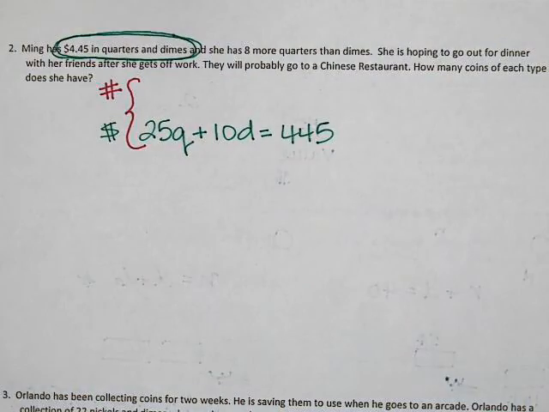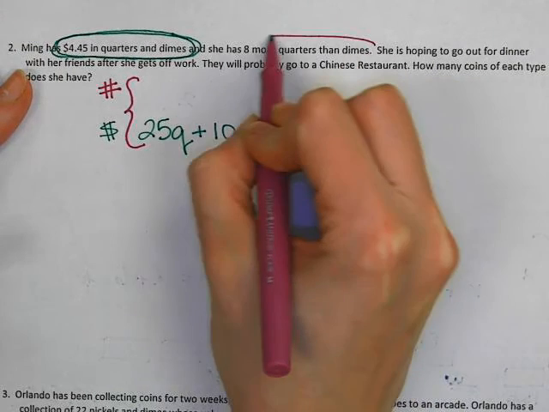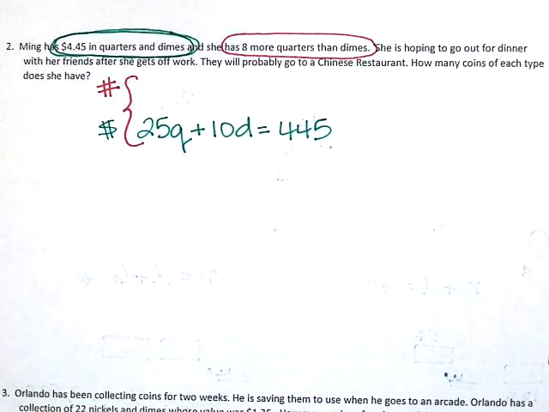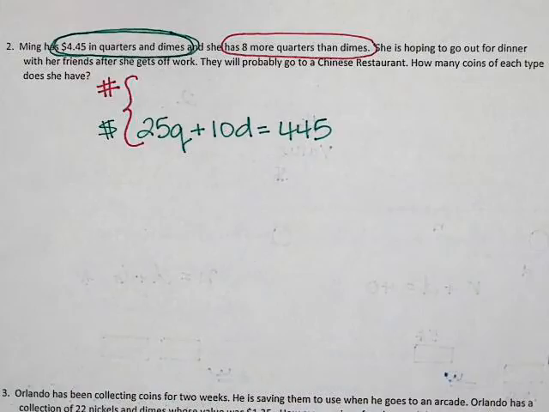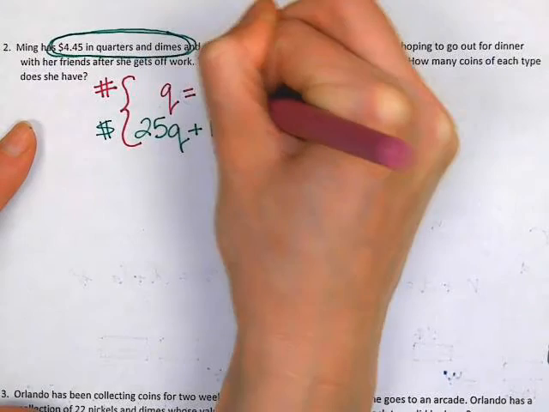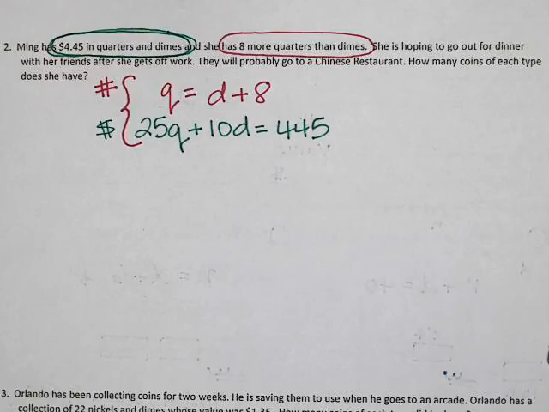Okay, now we need to write an equation about the number of coins, and this one's different. How do we write this? She has 8 more quarters than dimes. How should we write that? She has 8 more quarters than dimes. So if she has more quarters, it's going to be quarters equals dimes plus 8. That's the number equation. 8 more quarters than dimes.